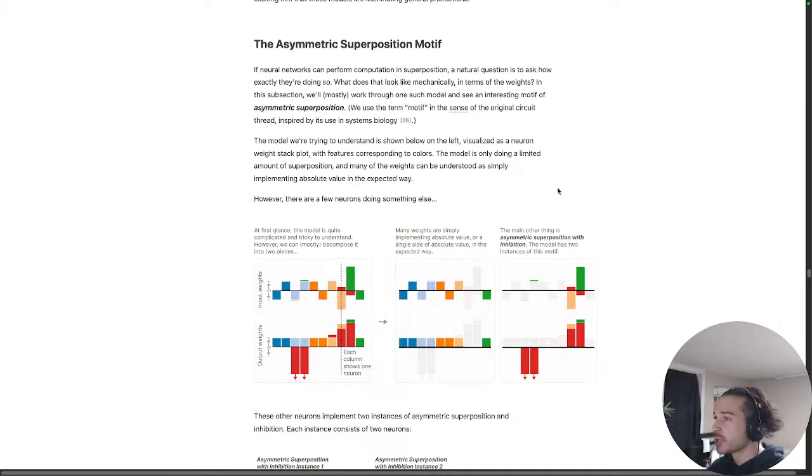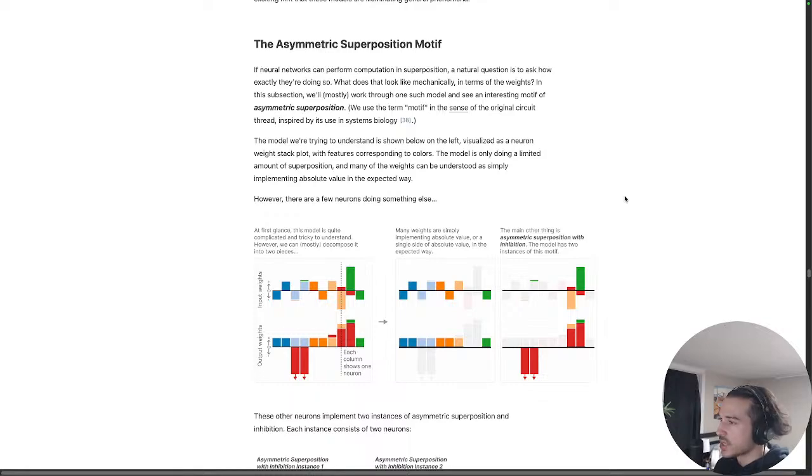The asymmetric superposition motif. If neural networks can perform computation in superposition, a natural question to ask is how exactly they're doing so. What does that look like mechanically in terms of the weights? In this subsection, we will mostly work through one such model and see an interesting motif of asymmetric superposition. We use the term motif in the sense of the original circuit thread, inspired by its use in systems biology.